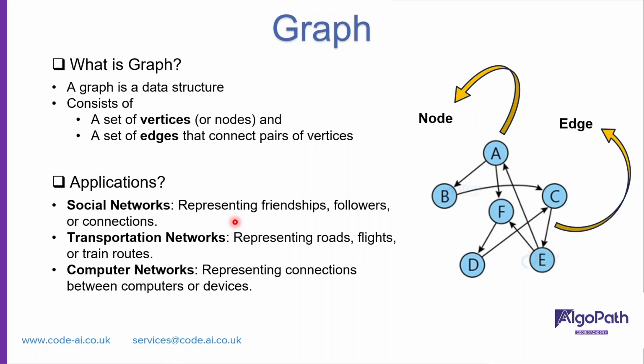Then in transportation networks, the cities that are connected can be explained with the help of graph. In the same way, we can explain computer networks with the help of graph.